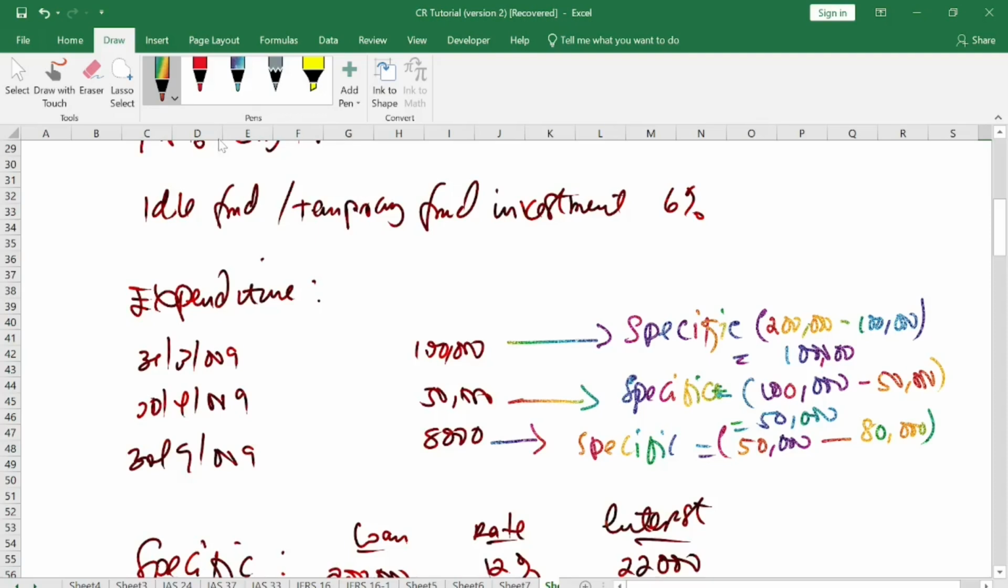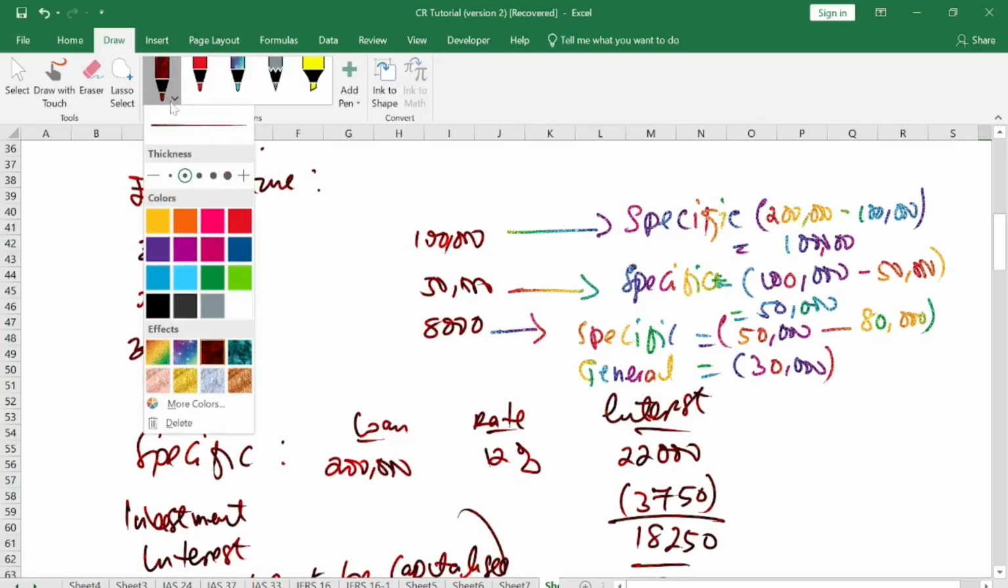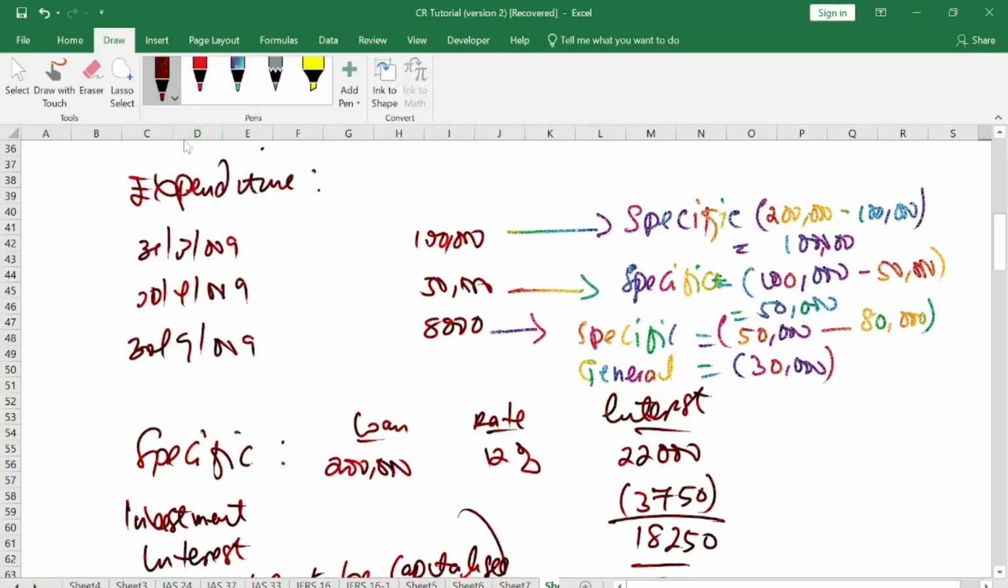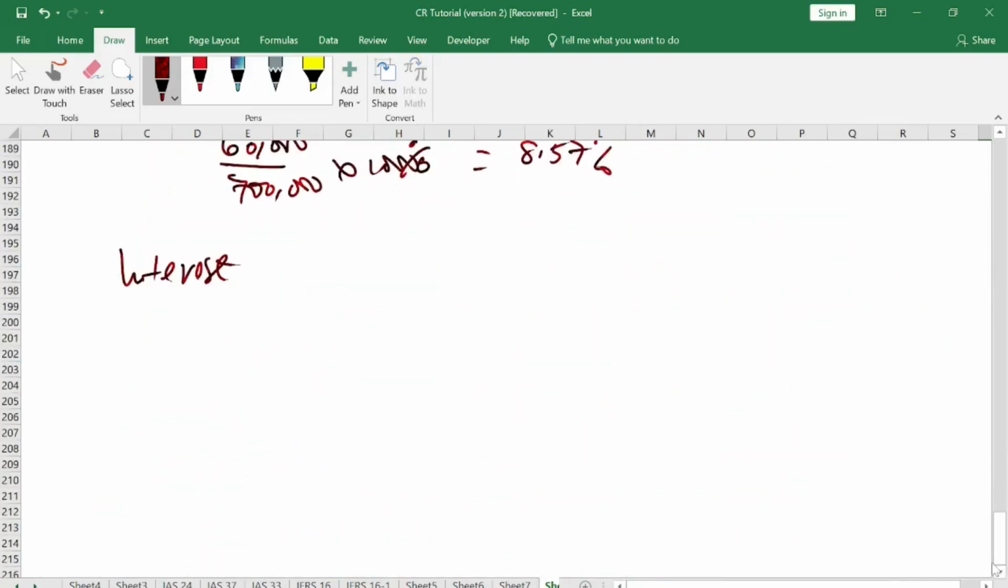Now the 30,000 will be from the general pool. How do we do it? The final 30,000 payment was funded in the last payment, which is on 30th September 2009. If so, then you will come here.